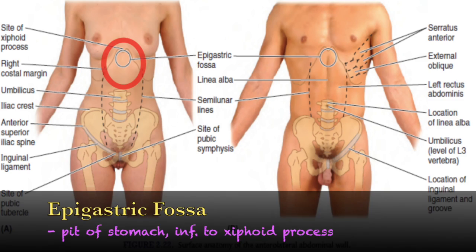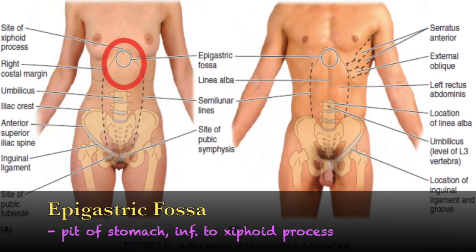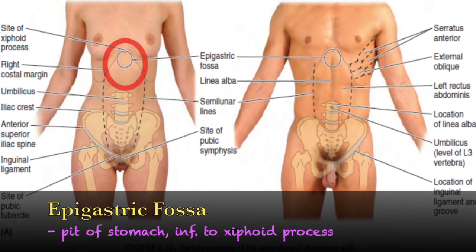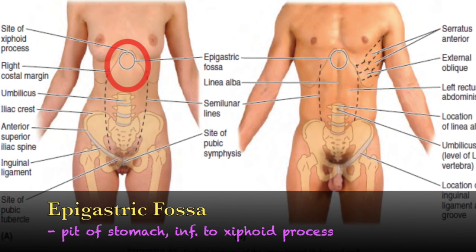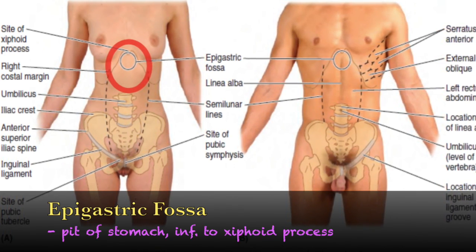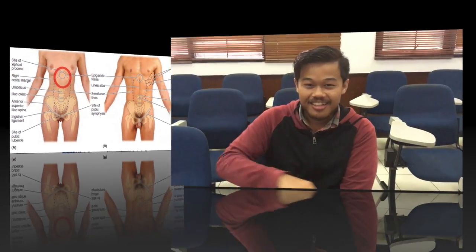Epigastric fossa. The epigastric fossa is a slight depression in the epigastric region, just inferior to the xiphoid process. It is noticeable when supine because the abdominal organs are spread out. It draws the anterolateral abdominal wall posteriorly in this region.